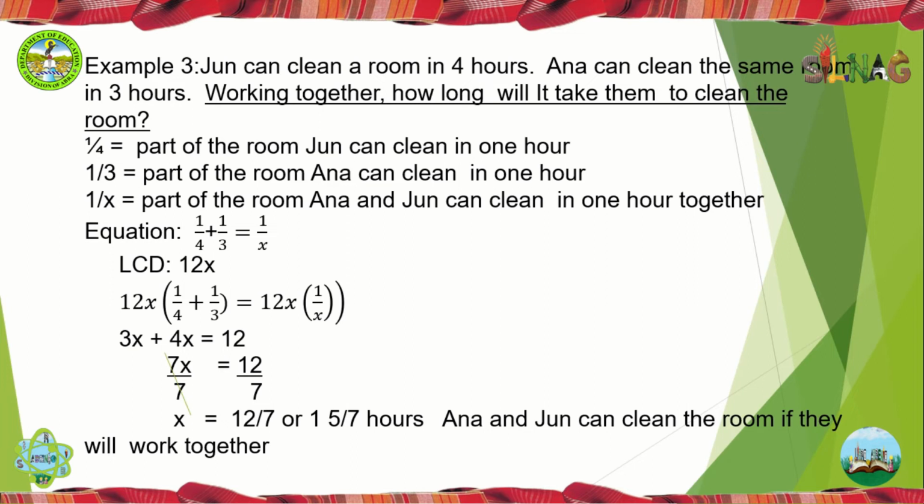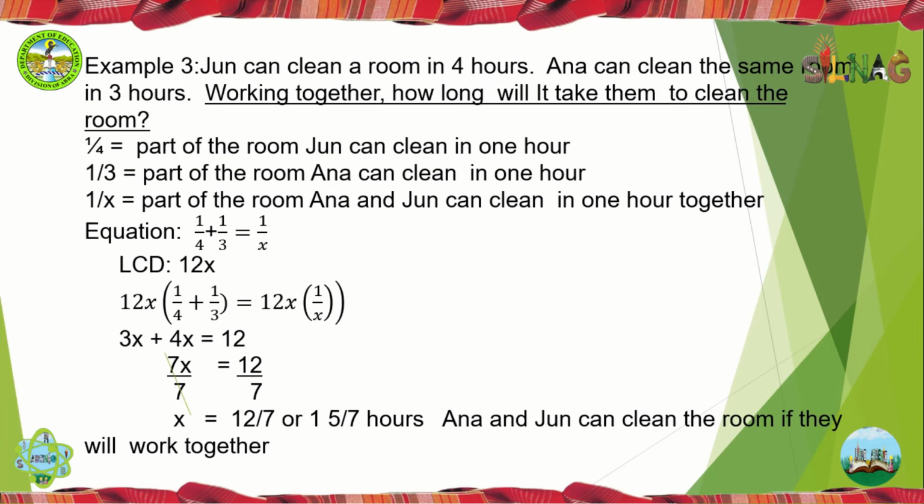And then 12x times 1 over x is equal to 12, because 12x divided by x, we cancel x and x. What is left is 12 times 1, which is 12. Then 3x plus 4x is 7x is equal to 12.